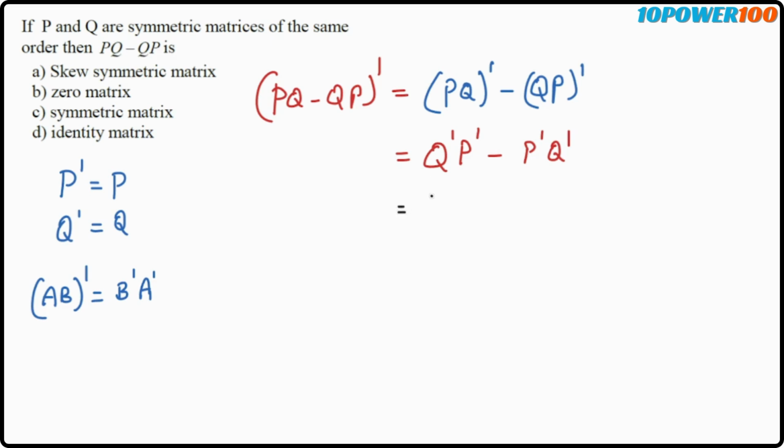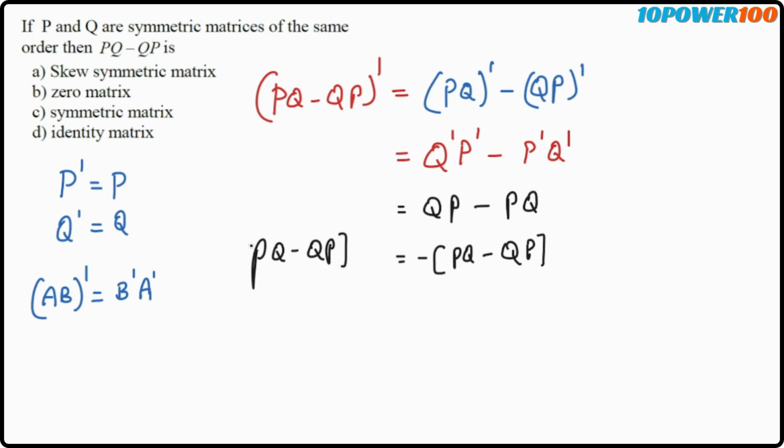So let's rewrite this once again. Q dash becomes Q and P dash becomes P, minus, once again here it is PQ. So let's take minus common here. If you take minus common, it becomes, not QP, it's PQ minus QP. That is the left hand side, PQ minus QP the whole dash.